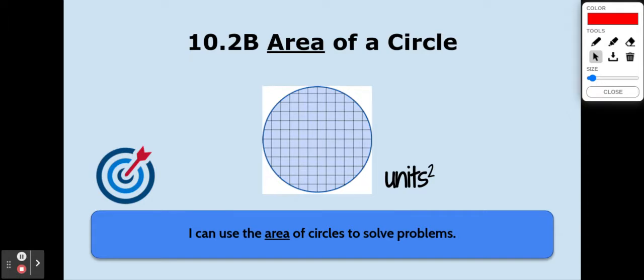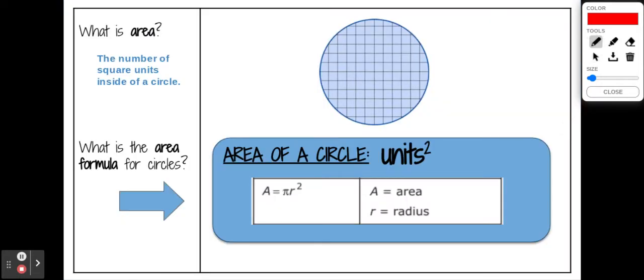Let's get started. First of all, what is area? Area means the number of square units inside of a circle. You can see the picture of the circle here, and the square units inside of the circle. They could be square inches, square centimeters, square feet, any of those, but it's how many square inches fill up the inside of a two-dimensional circle. You can also see around the edges that a lot of these squares are not complete squares, so we're not always going to get an exact answer.